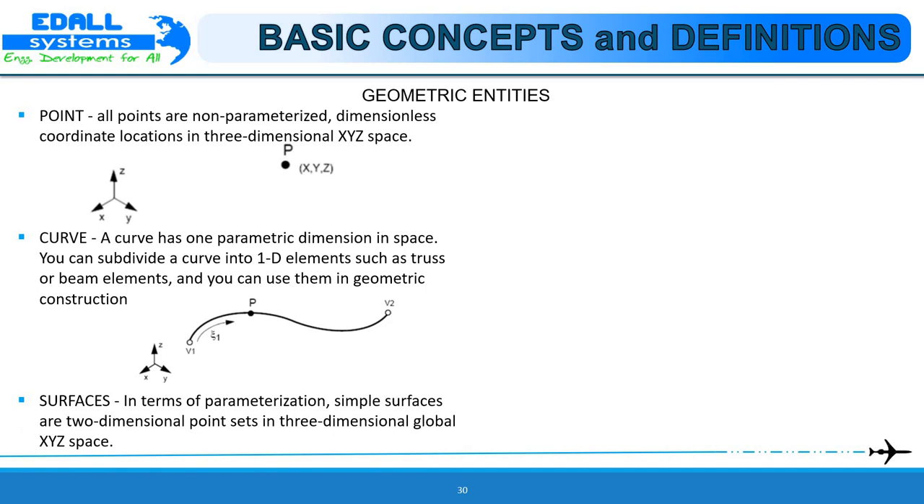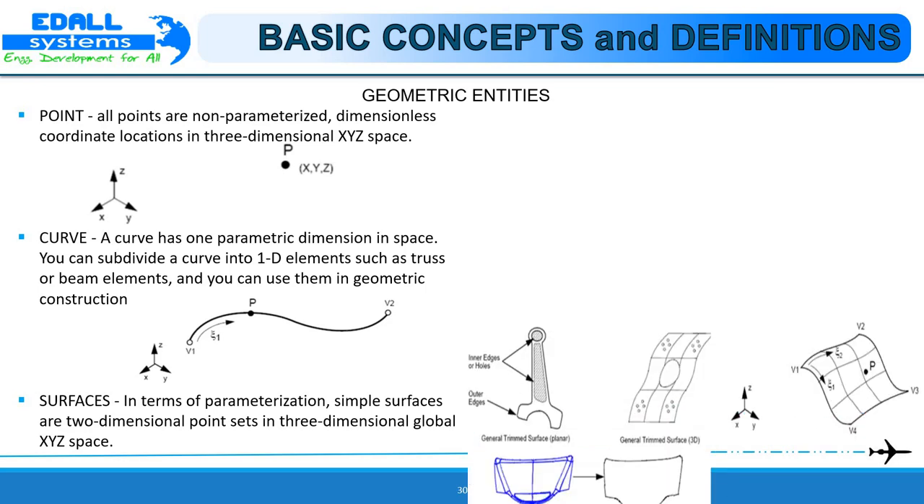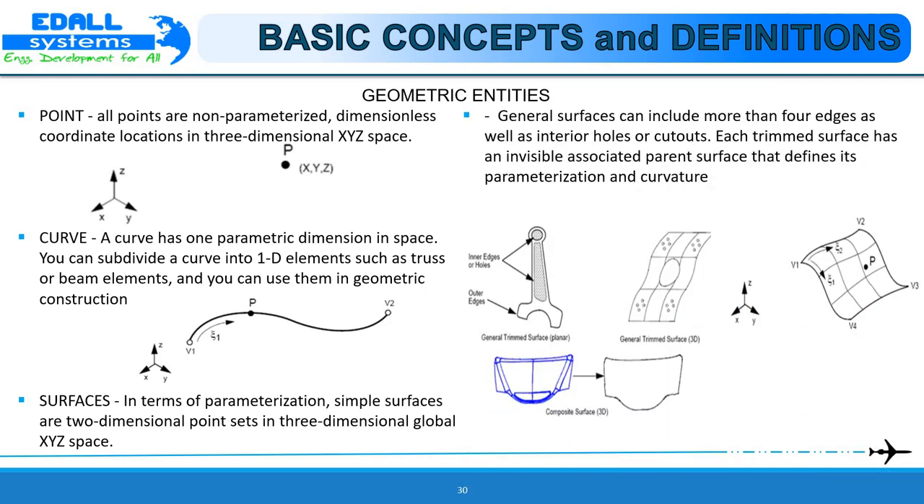Surface. Simple surfaces are regular 3 or 4-sided. In terms of parameterization, simple surfaces are two-dimensional point sets in three-dimensional global XYZ space. Any given point P on the surface can be located by its parametric coordinates. General surfaces can include more than 4 edges as well as interior holes or cutouts. Each trimmed surface has an invisible associated parent surface that defines its parameterization and curvature. There are several types of general surfaces. Trimmed surfaces may be either planar or 3D. Composite surfaces merge a collection of surfaces into one entity defined within a specific boundary.